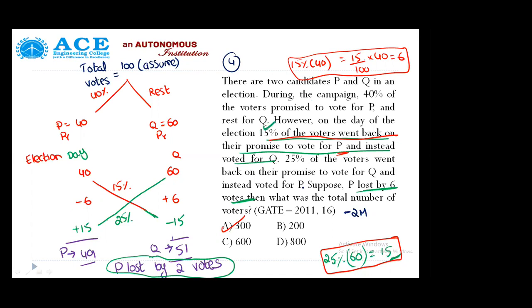15% of 40 means 6. Six went back, which means they changed from P. We decreased 6 here, and we added 6 here. They changed to Q.